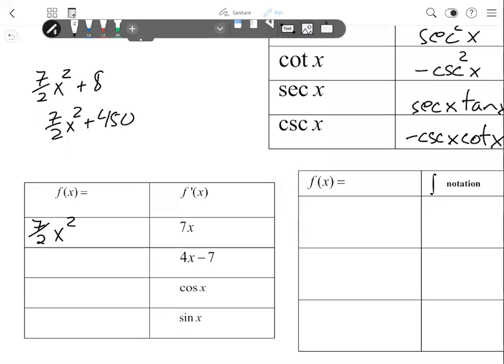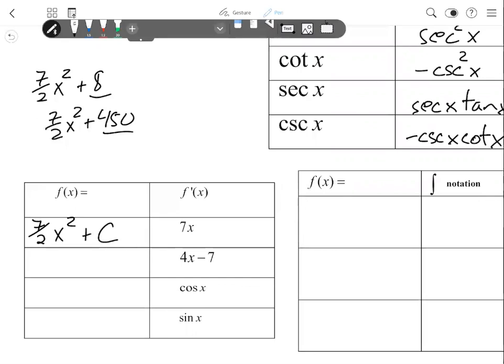Well, it's also 7x because the derivative of a constant is 0. So there are literally an infinite number of functions that could all vary just by the constant. When I start with the derivative and work backwards, there's literally an infinite number of answers because they could all vary by the constant. And so in order to account for that, I have to put a big plus C here, denoting that this could vary by any constant.